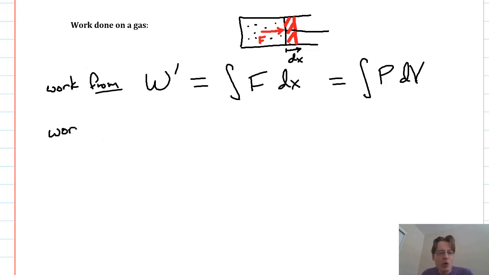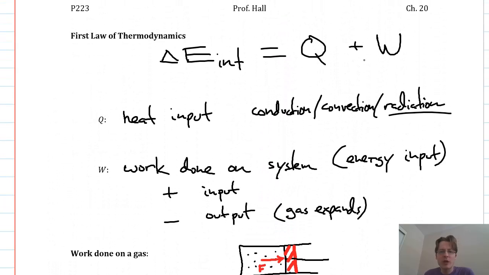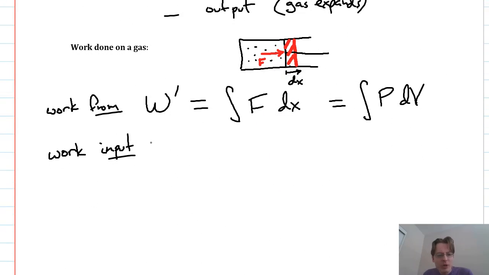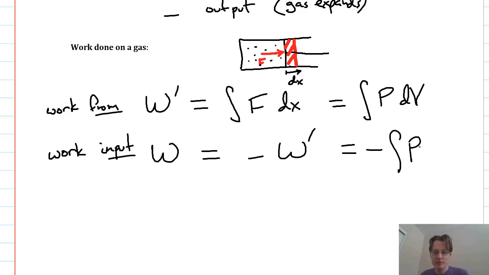Sometimes we'd rather discuss the work input. In fact, that's how we set up the first law. The first law was written as saying that you can change the energy of a system by putting heat into it or doing work upon it, putting work input to the system, like compressing it. The work input, W, is just opposite to the work from the engine. They're just opposite in sign. In other words, it's minus the integral of PdV.